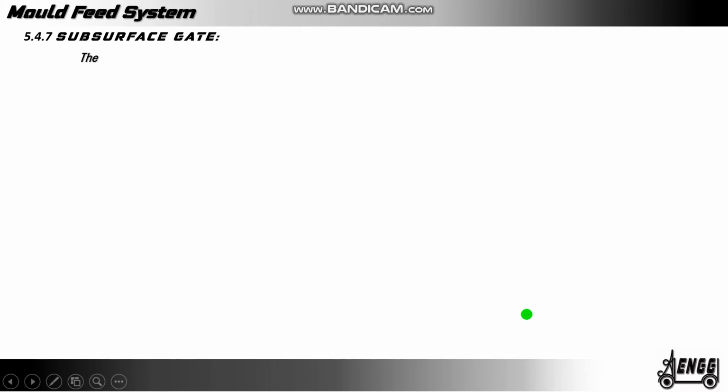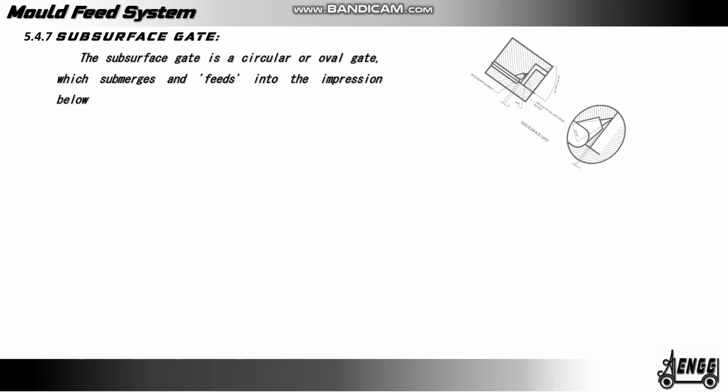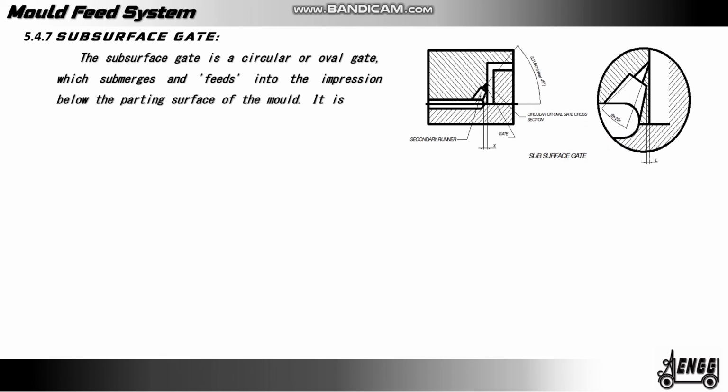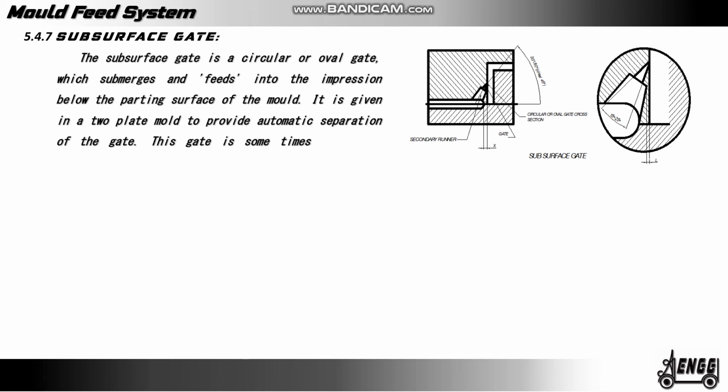Subsurface gate. The subsurface gate is a circular or oval gate which submerges and feeds into the impression below the parting surface of the mold. It is used in a two-plate mold and provides automatic separation of the gate. This gate is sometimes called a submerged gate, submarine gate or tunnel gate.